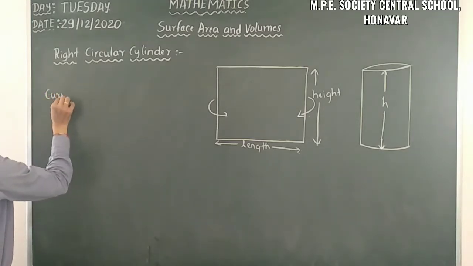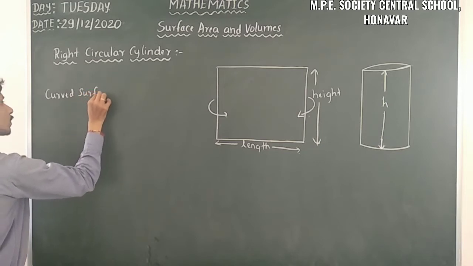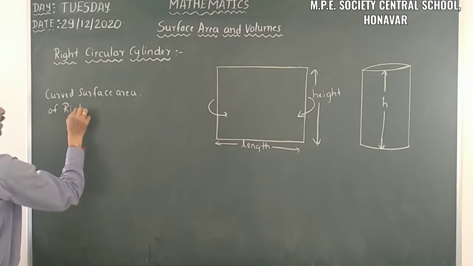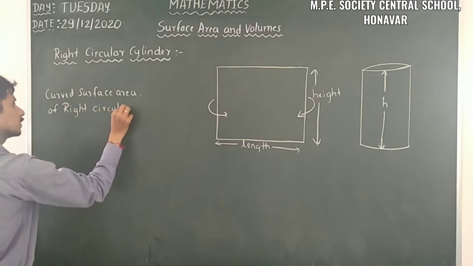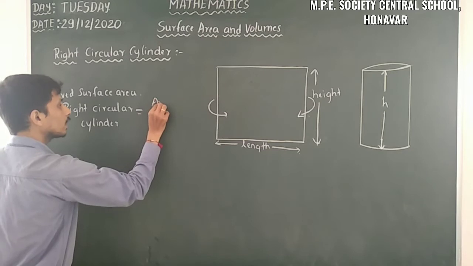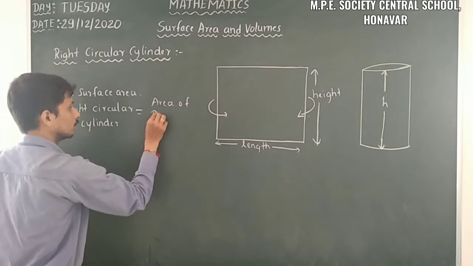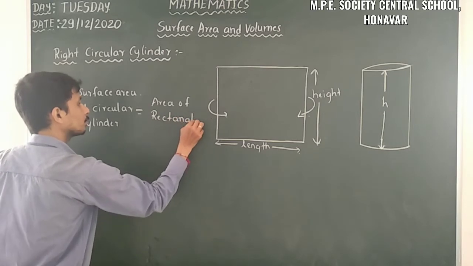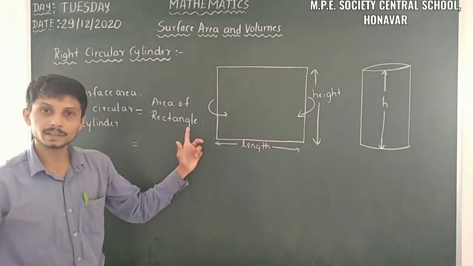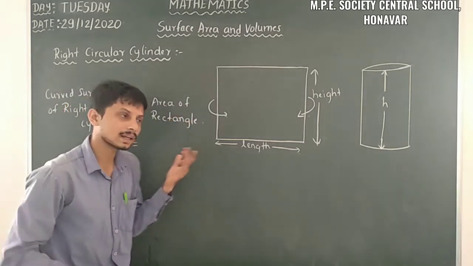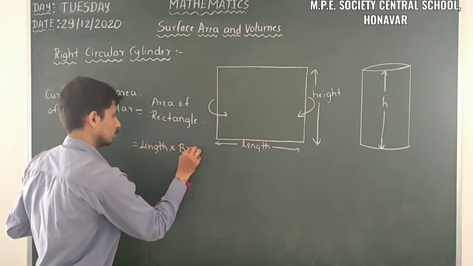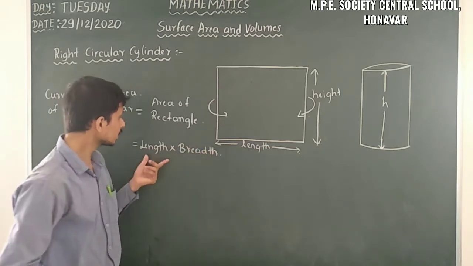So curved surface area of right circular cylinder is equal to area of rectangle. What is the formula for finding the area of the rectangle? It is length into breadth. Here just observe the length.